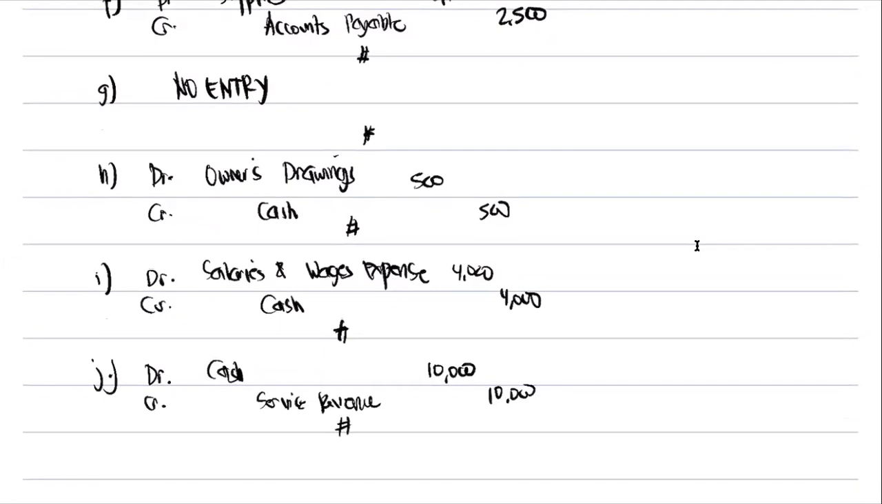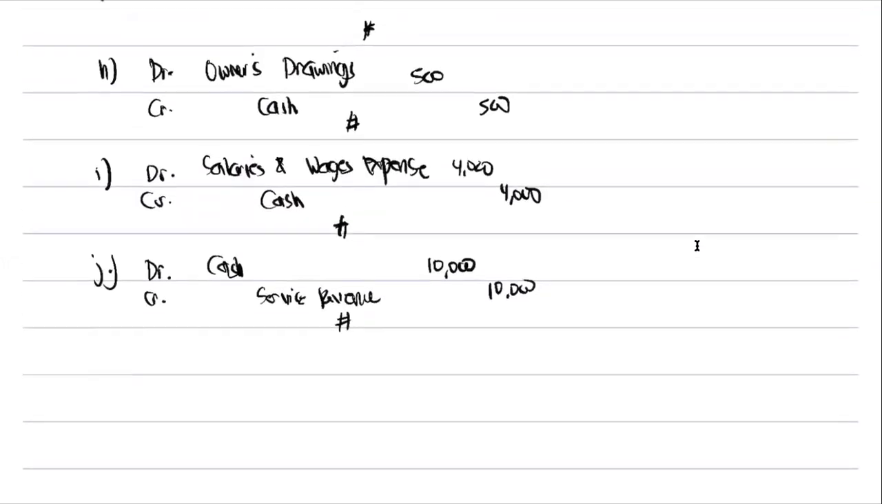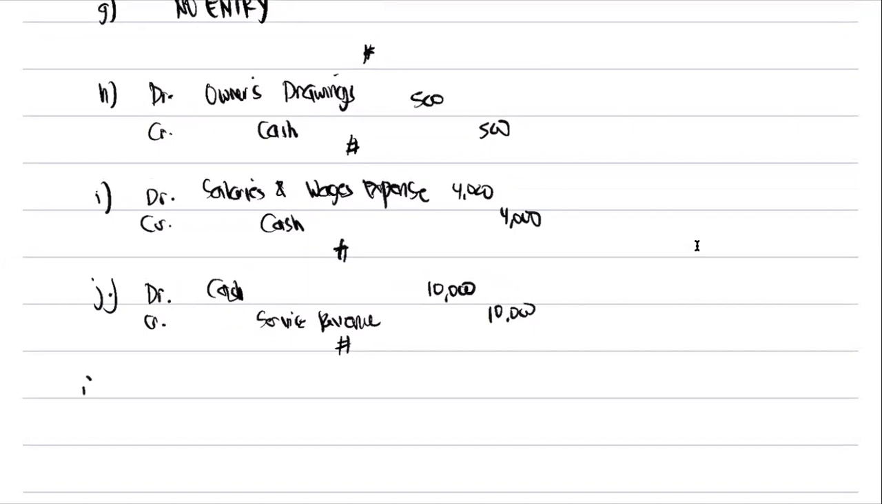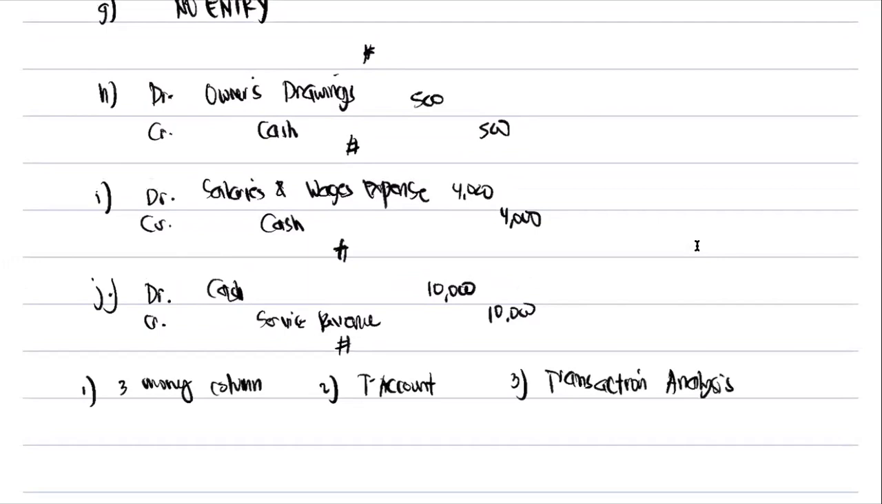After we make our entry, we will already post it to the ledger. So you have your ledger in which we will make a 3 money column ledger. Actually, in basic accounting, you can prepare 3 types of ledger. So first is, of course, your 3 money column. Second is your T account. Third is your transaction analysis. Okay, so guys, we will try to prepare our ledger using the 3 items so that you know how to prepare using a 3 money column, you know how to prepare using a T account, and you know how to prepare using your transaction analysis.